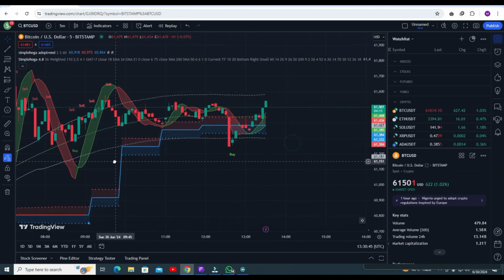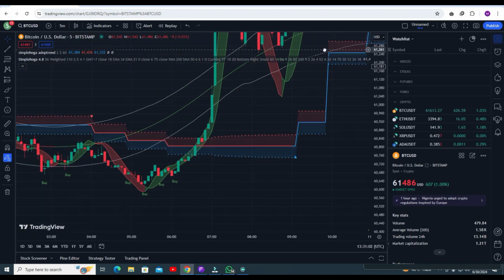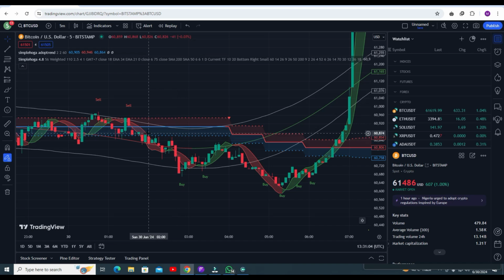And when this line is blue, you have to go for the buy trade, and you can see you are getting some awesome profit here. This is the beauty of my indicator. But now let's talk about the second strategy, and then I will show you the results. The second strategy is this adaptive trend line.